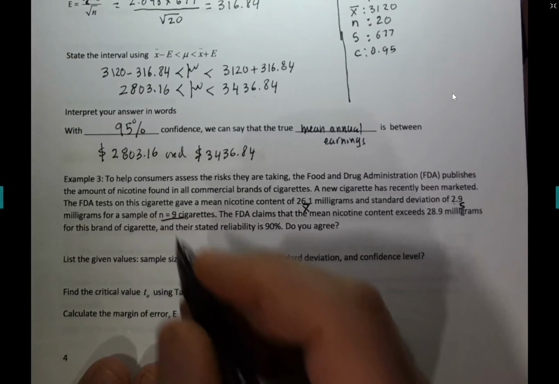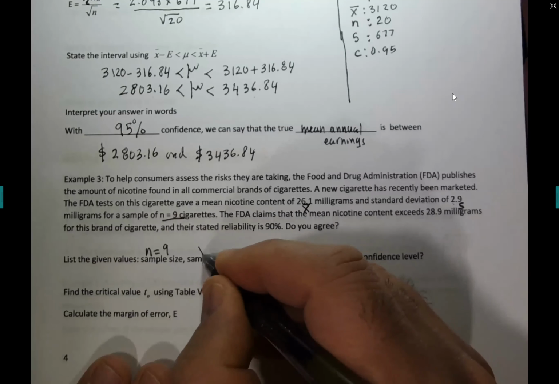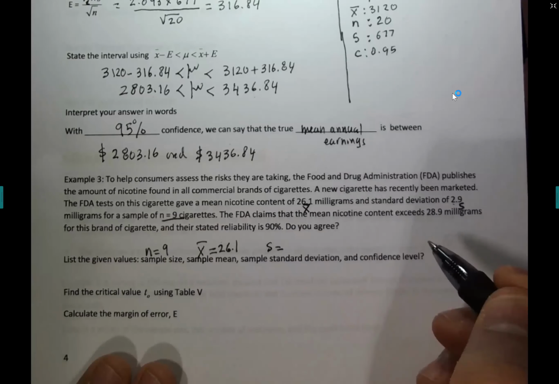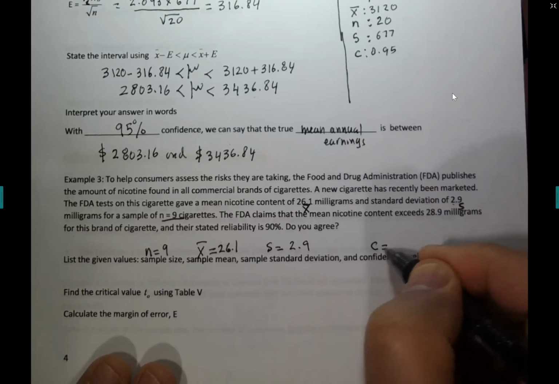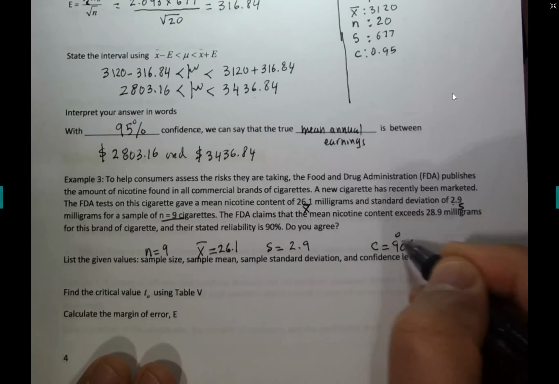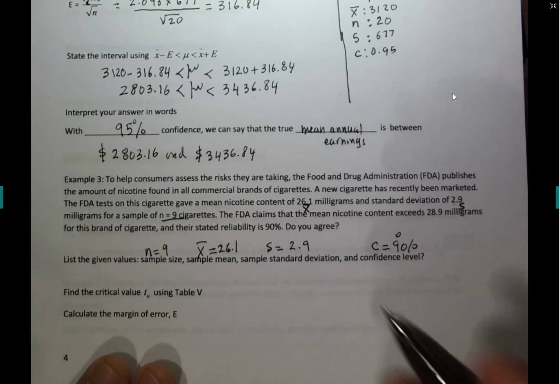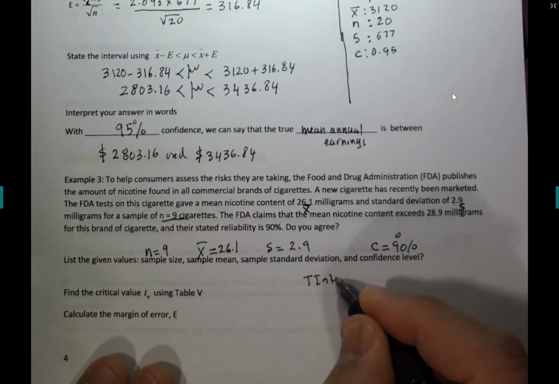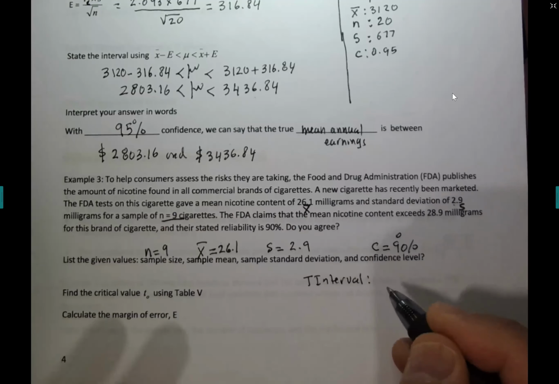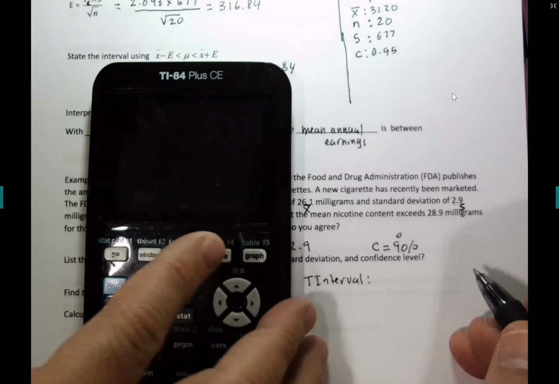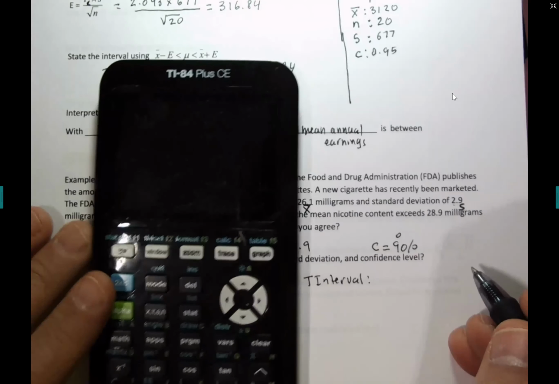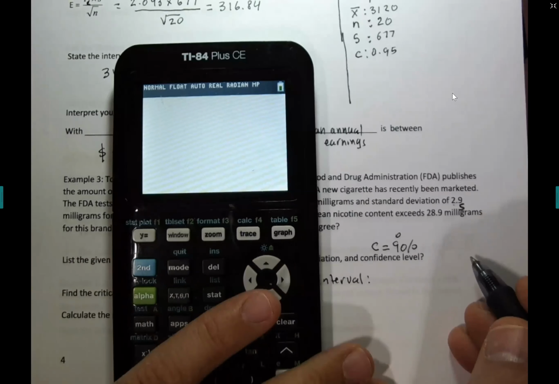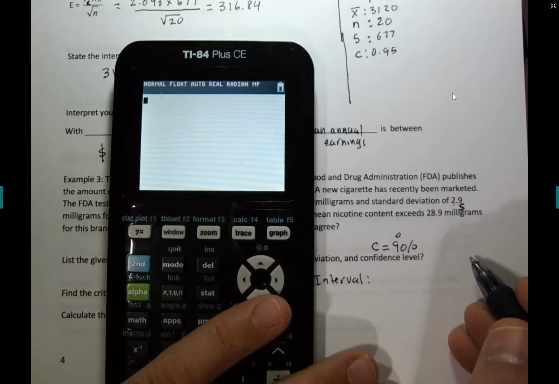In order to find a confidence interval, you need a sample size. You need a sample mean. We're going to use the calculator now for this one right away. We're going to use a sample standard deviation, which is 2.9, and the 90% confidence interval. So let's use T interval on the calculator. And let's do it. And be prepared to answer the question whether you agree with the FDA or not.